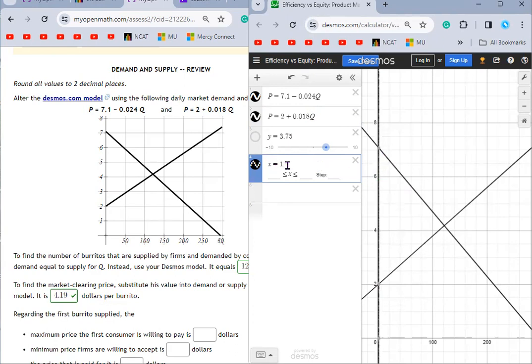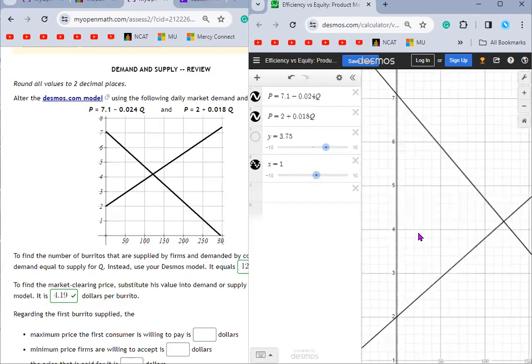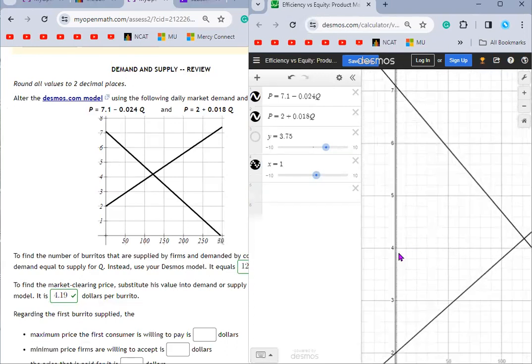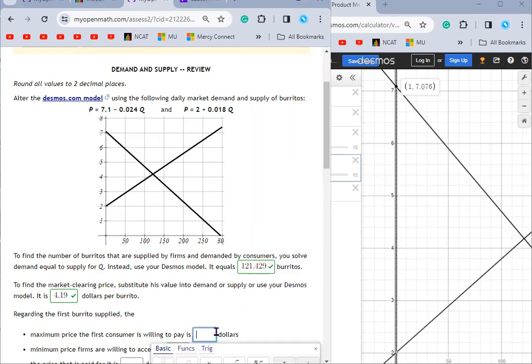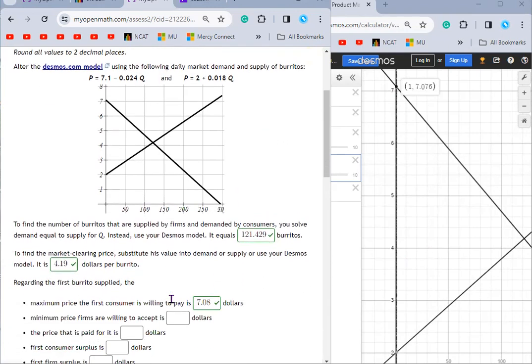And you can see that there's a dashed line right here. It's barely visible. I can blow it up a little bit so you can see it. You can see this dashed line here, right? When the quantity is 1, that very first consumer is willing to pay $7.08 for the first burrito supply. Now, who can pay that price? Well, probably somebody with money or somebody that really loves burritos, right?